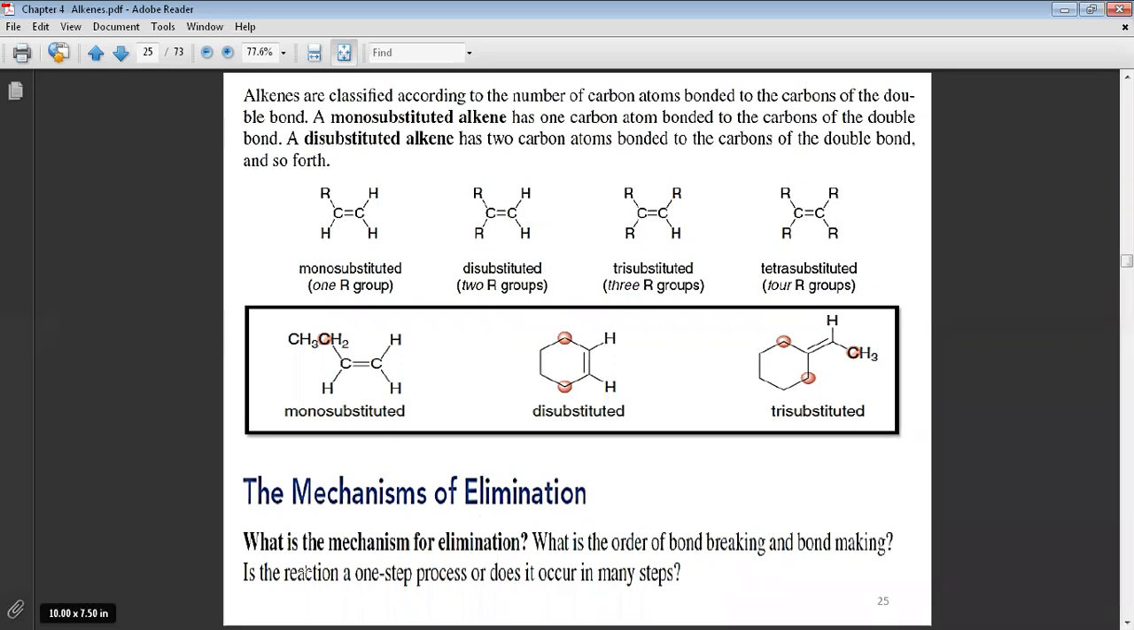And this reaction, one step, a process. Look, one step, a process here. That meaning elimination, this elimination, will it be one step or maybe two steps? Does it occur in many steps, or just one step?